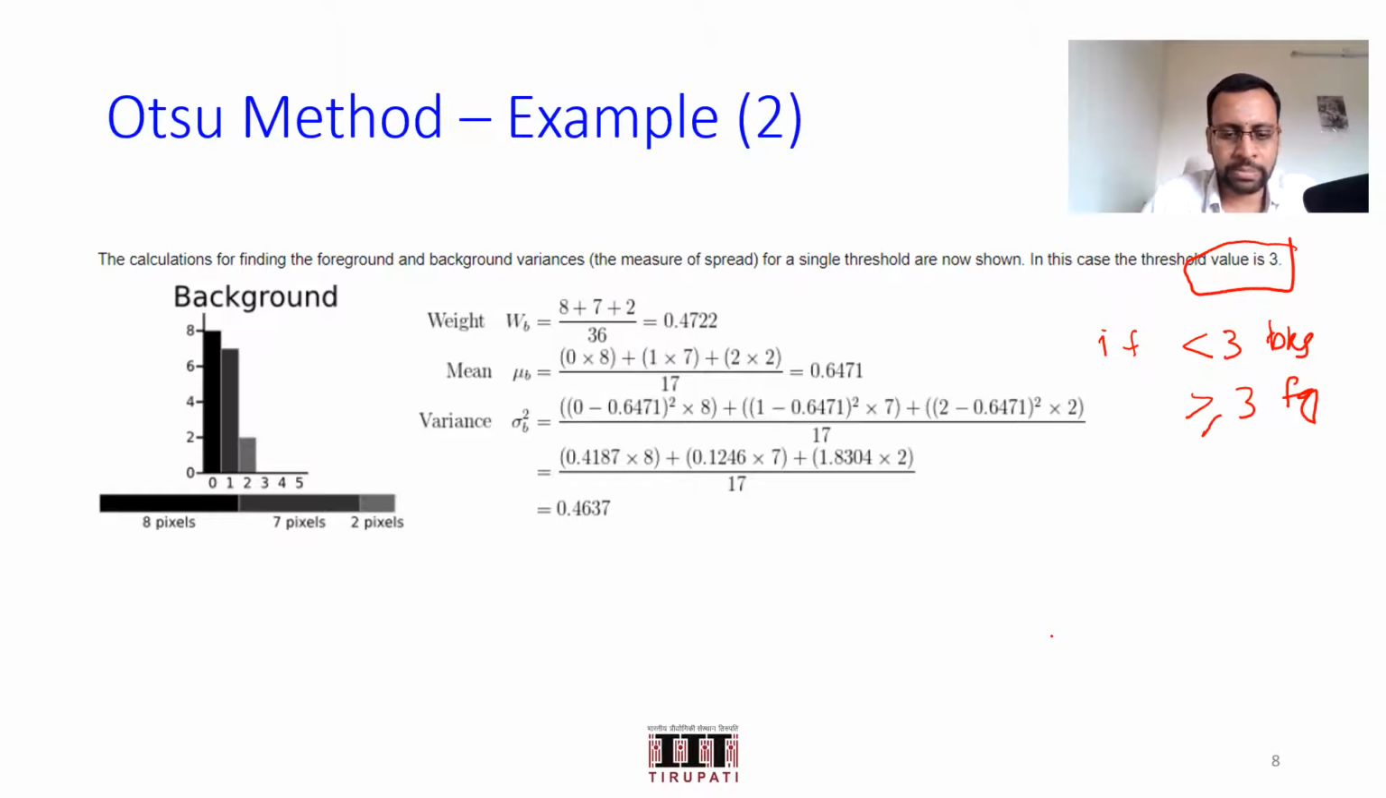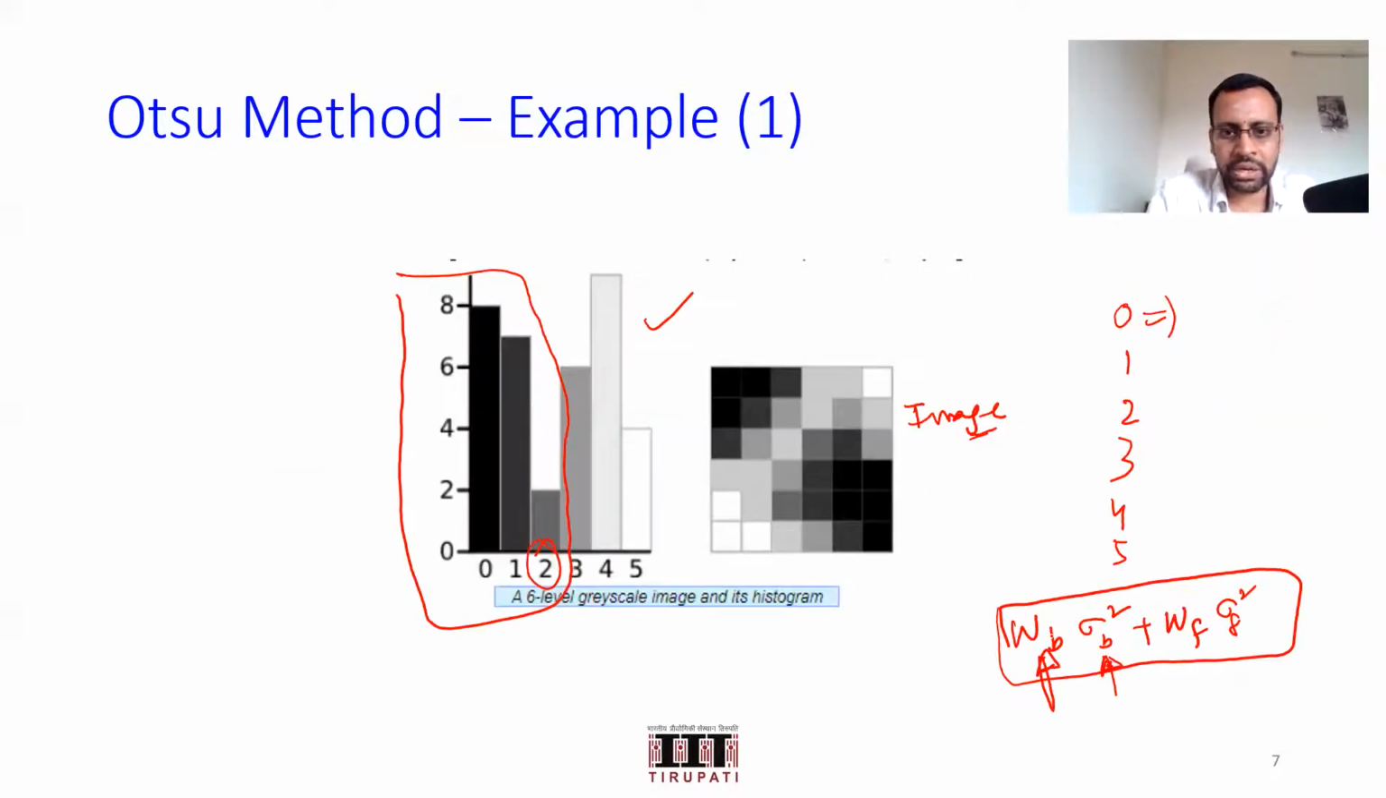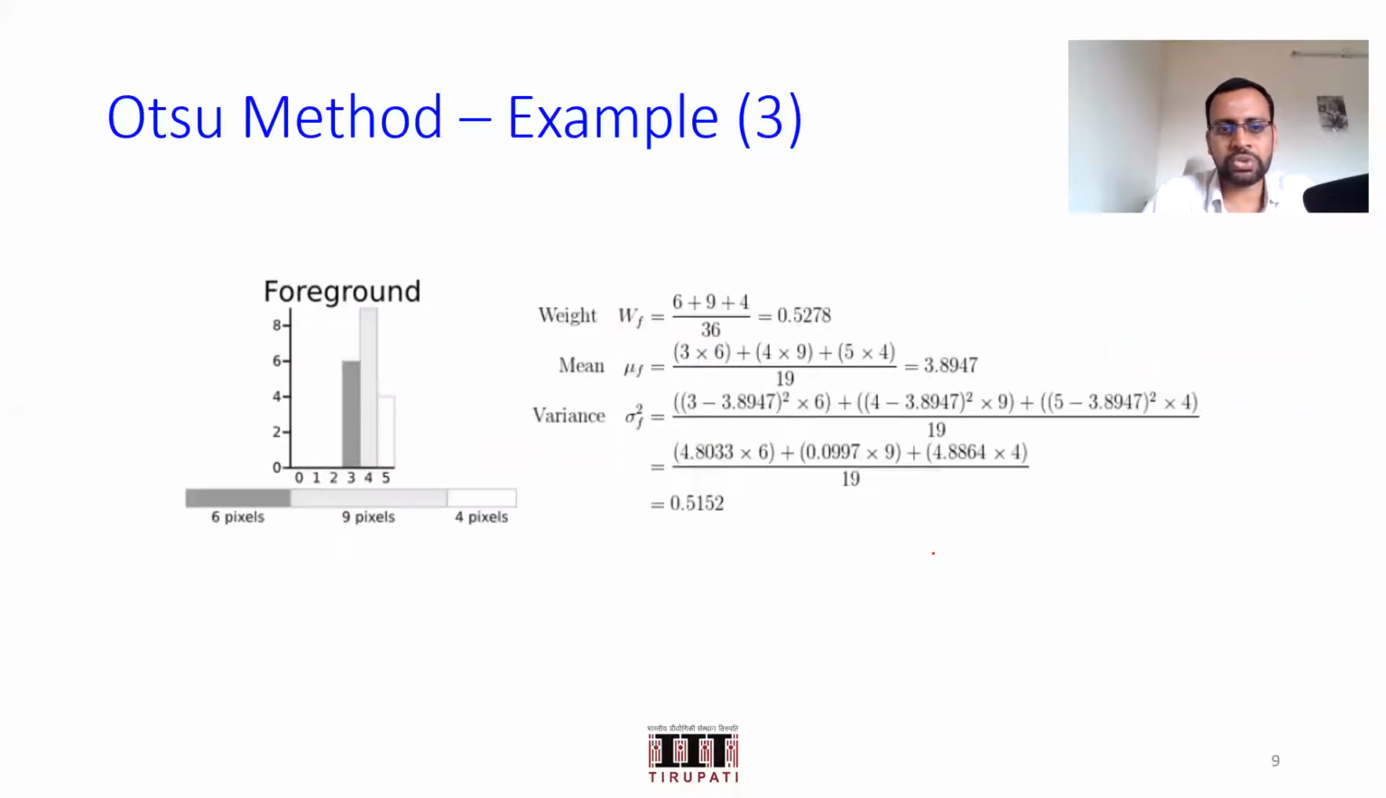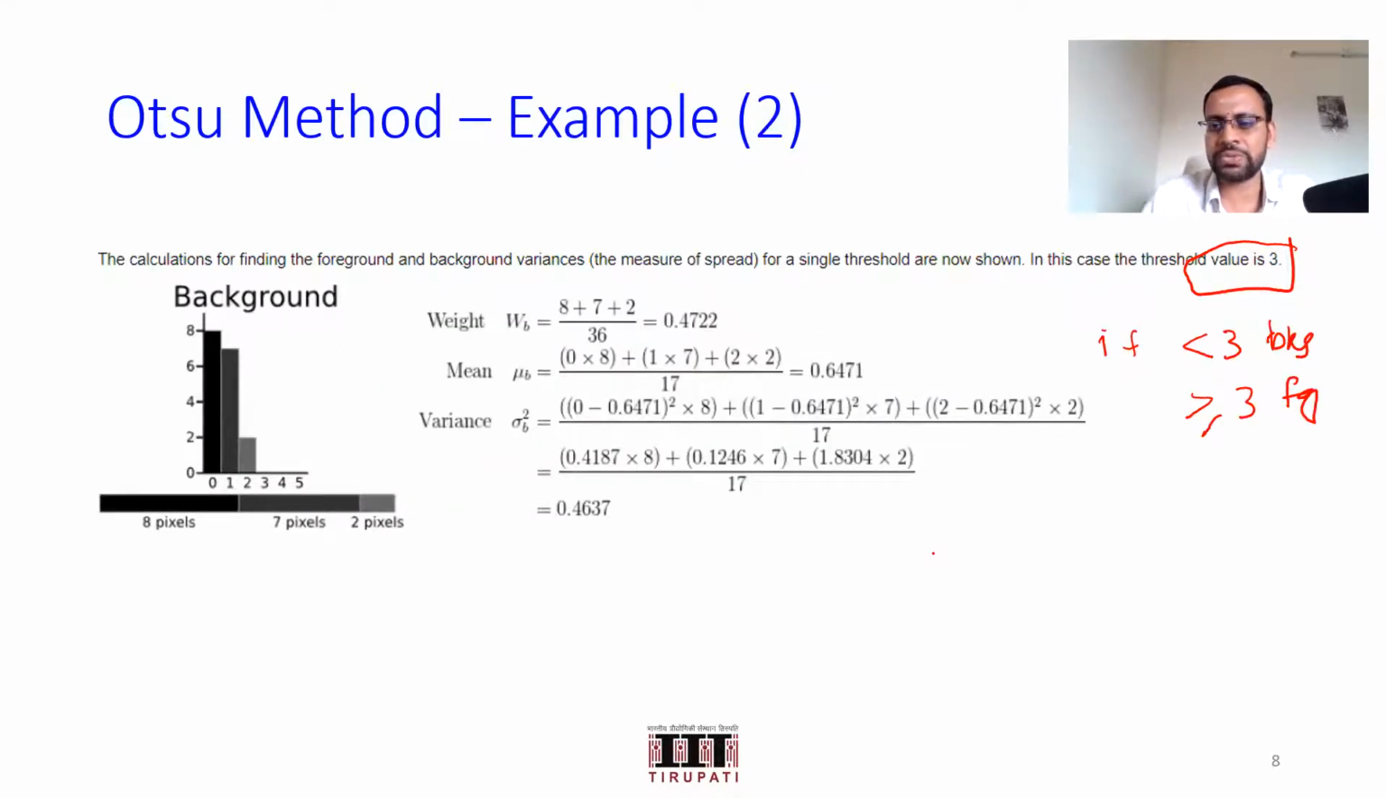So total number of pixels, how many are there? You could well see it: 1, 2, 3, 4, 5, 6, and 1, 2, 3, 4, 5, 6. It's a 6 by 6 image, so 36 pixels are there. Of course, I could have done it by summing up the whole histogram, and that also I can do. Now, I'm just showing you the calculations for this threshold of 3.